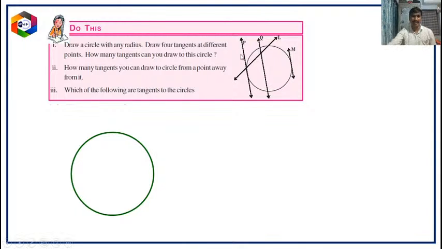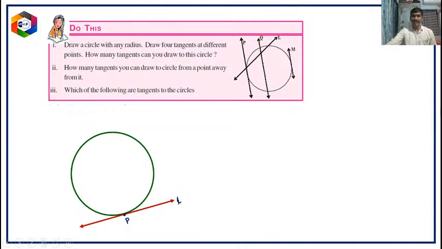Draw 4 tangents at different points. So draw 4 tangents at different points. How many tangents can you draw to this circle? Okay children, now let us observe here. Here I have drawn in red color. Let us observe this is the point of contact. At this particular point P, this line touches the circle. Therefore this is a tangent. I am going to name this line L as a tangent to this circle.